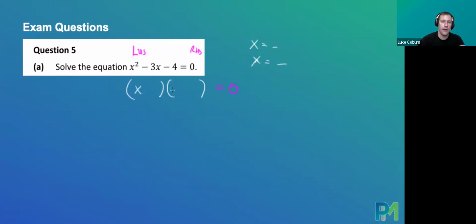So two numbers that multiply to give x and x. Now two numbers that multiply to give us minus 4. Okay, well, that's interesting. So that could be 1 and minus 4, or minus 4 and 1, or it could be 2 and minus 2, or minus 2 and 2. So let's just go through the possibilities. 1 and minus 4: x times minus 4, that's minus 4x, plus 1 times x, minus 3x.